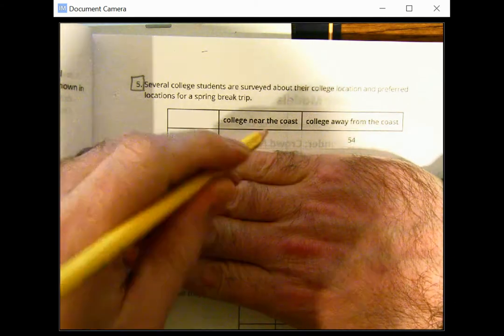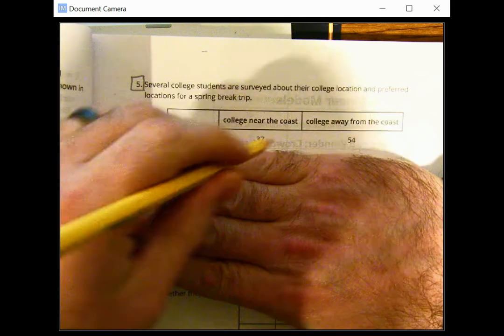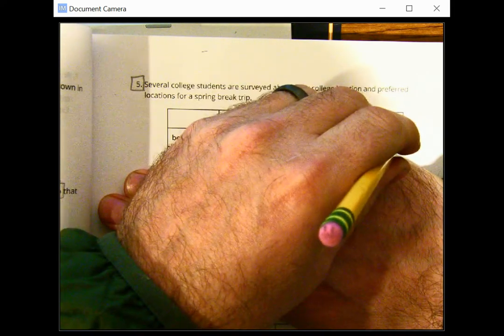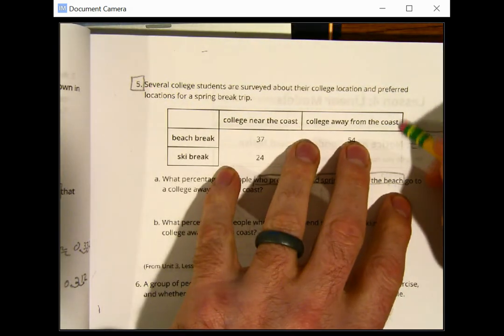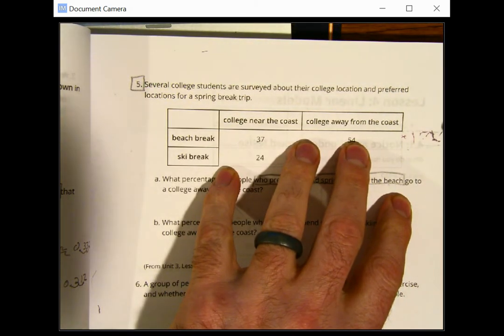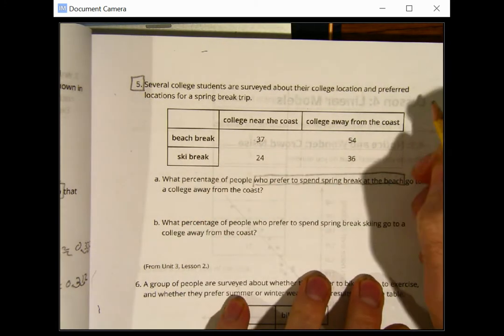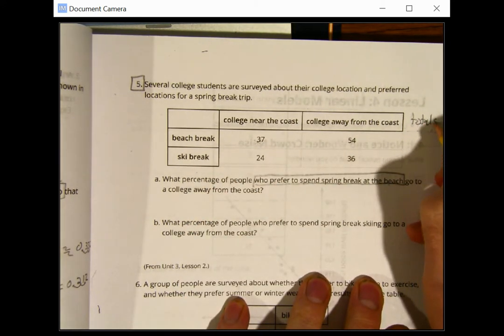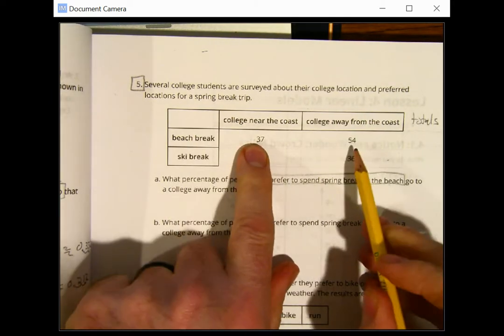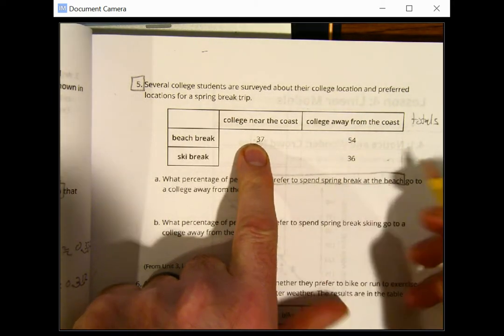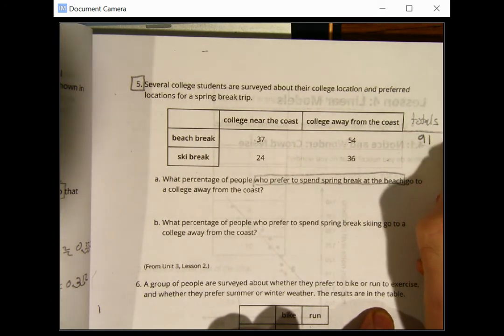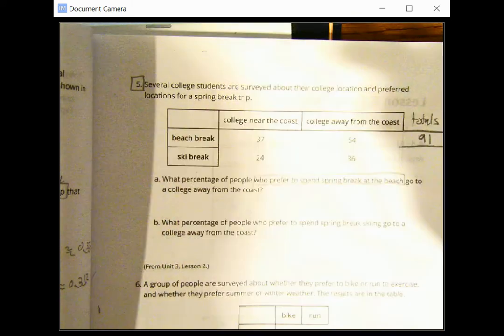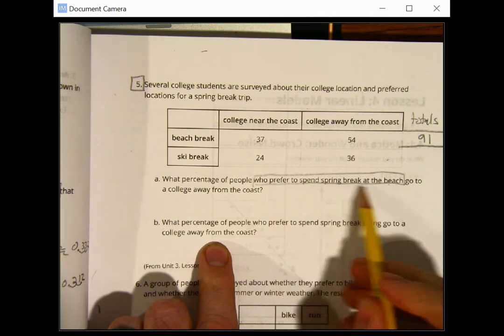All right, so what I have to do is some totals, right? What's the total number over here first? Once I get the total, then I can tell what percentage likes to do what. So let's go ahead and create a totals column. I'm going to add these two numbers together. 37 plus 54, it looks like that is 91. So 91 people prefer spring break at the beach. Remember, that is the first thing we're looking at. People who prefer spring break at the beach.